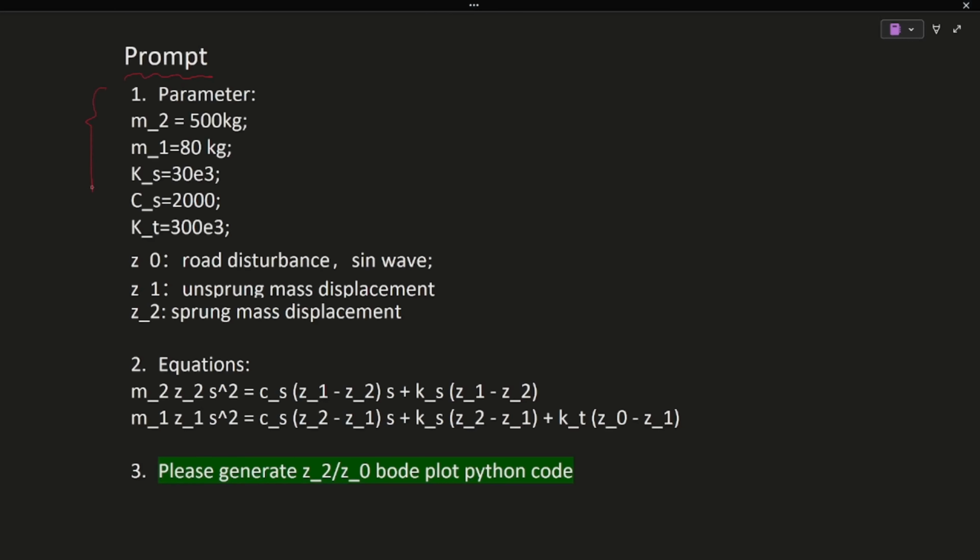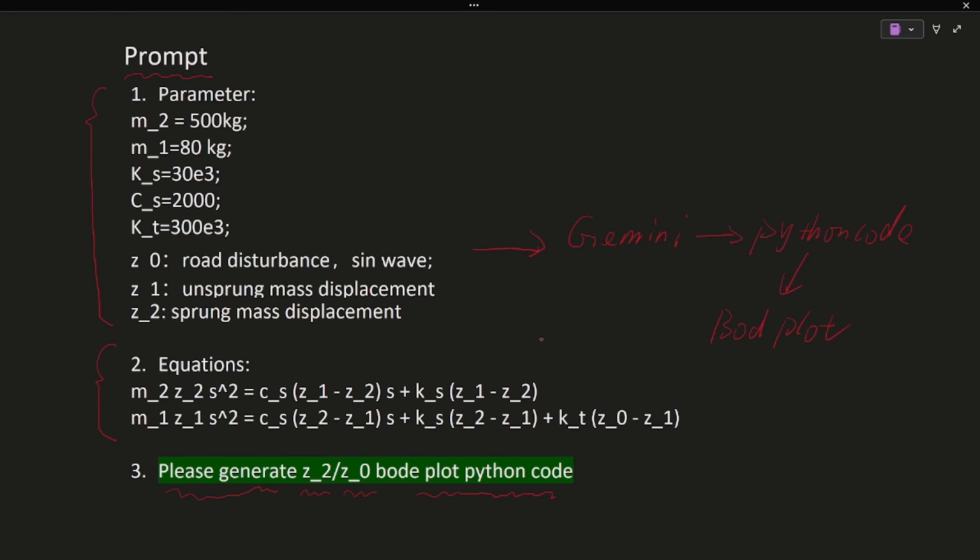First is parameters. You can use your parameters to exchange it. Second is equations that we built just now. And finally, this is the prompt to AI. Please generate Z2, the sprung mass displacement, over Z1, the road disturbance, Bode plot, Python code. I will input this prompt to Gemini. And Gemini will generate Python code. And I can use it to build the Bode plot.